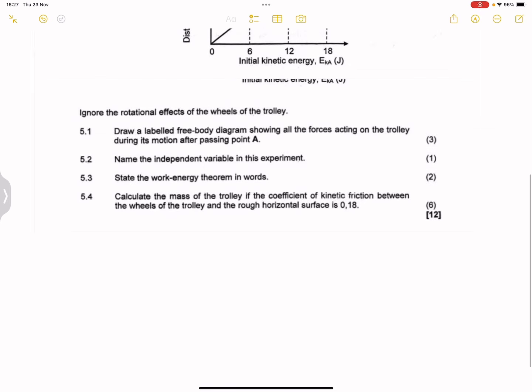A. Now remember, we are not going to have an initial velocity after point A. Why? Because we gave it an initial velocity and we let it go, right? So what actually causes it to stop would be the frictional force. So this would be the frictional force.